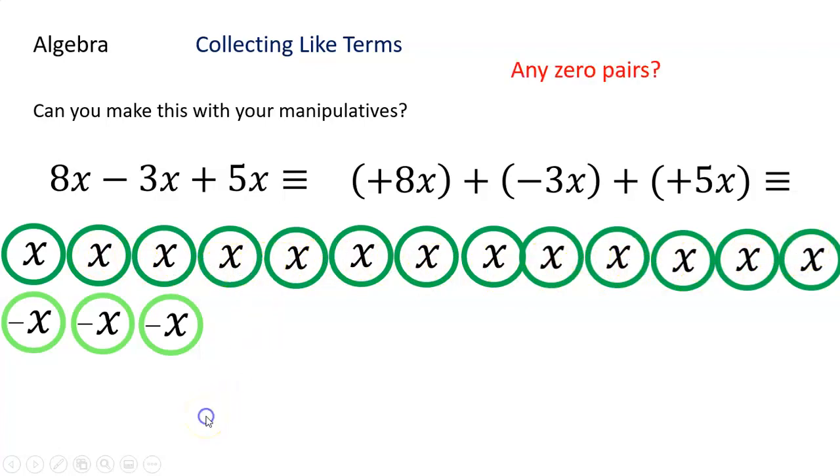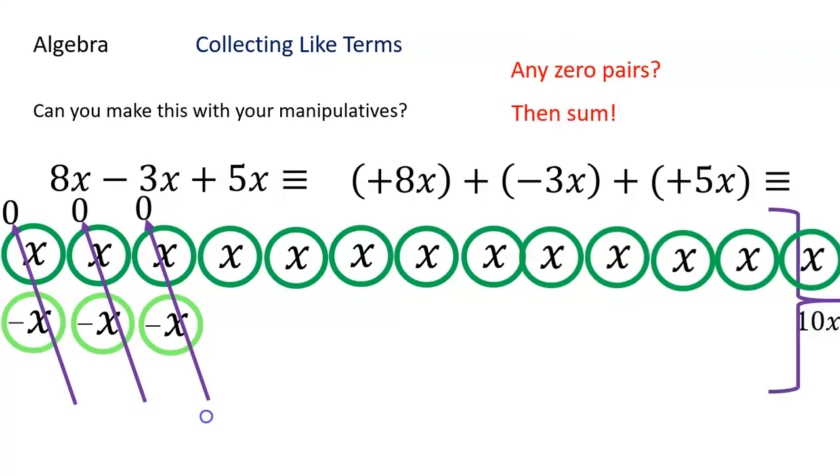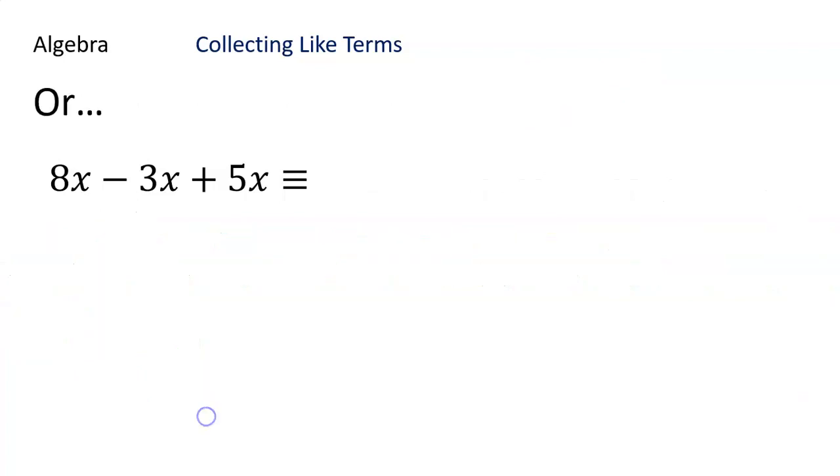Now I can look for any zero pairs, and I have here 3. And now I can sum what remains to find a total of 10x.